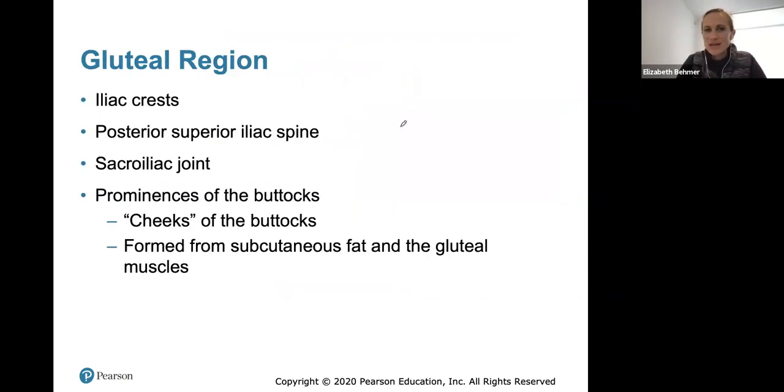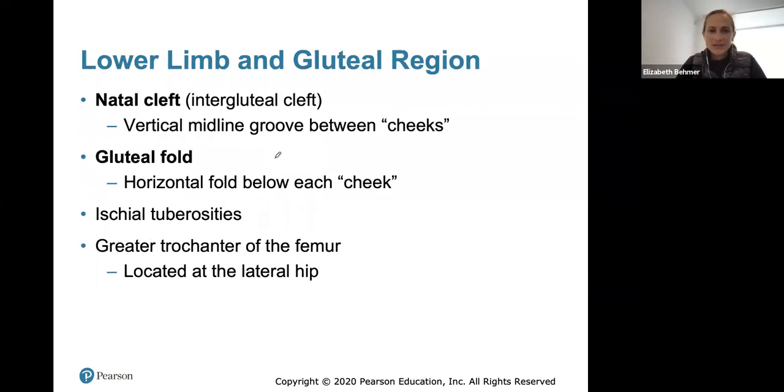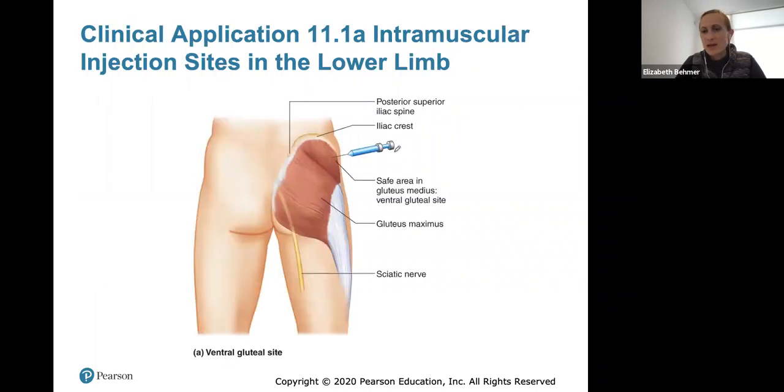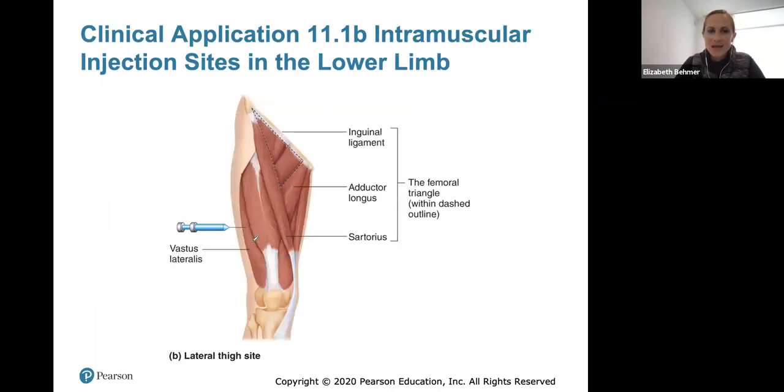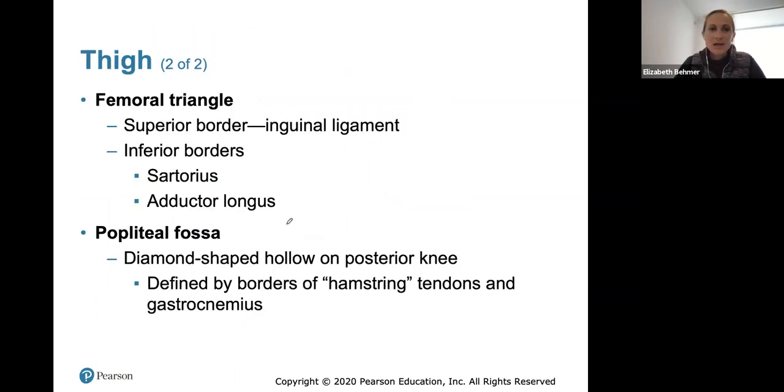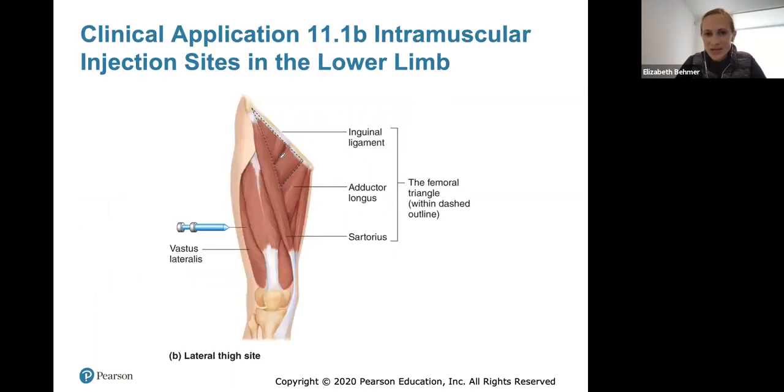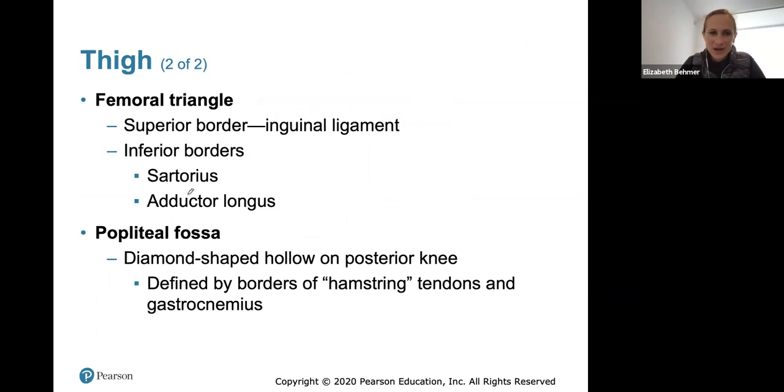The hand, you can see a network of tendons in your hand, the iliac crests, the cheeks of the buttocks. You can see more clefts and folds. Here's another important place for an injection, sometimes for injection sites. Then the thigh, the patella, 3 groups of muscles in the thigh, another important part for an injection into those muscles. The femoral triangle is shown here, and you can see that it is described. The popliteal fossa, that's what I wanted to get to.